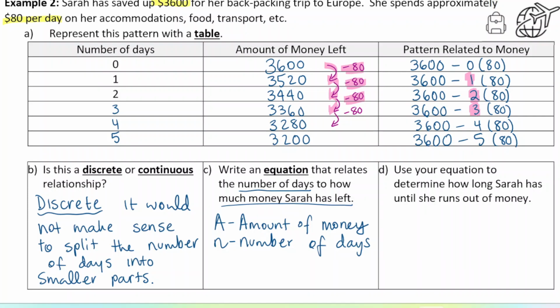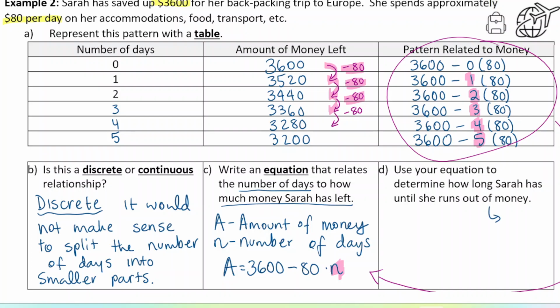Okay, and we're going to use this pattern that we developed here to create our equation. So we can see the amount is always starting with 3,600, and then it's 80 times however many days have passed, right? The N came from these numbers here. So there's our equation, and we're going to use that equation to determine how long it takes until Sarah runs out of money. So when Sarah runs out of money, that means the amount is going to be $0. So we're going to replace the A with 0 and solve for N.